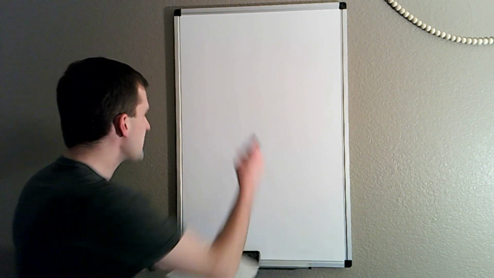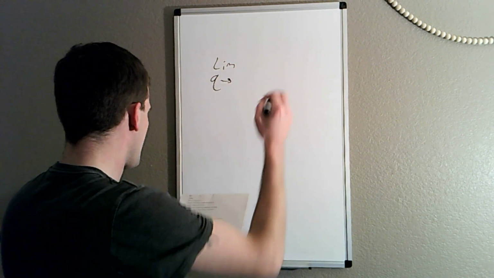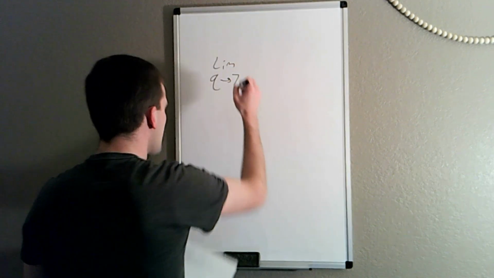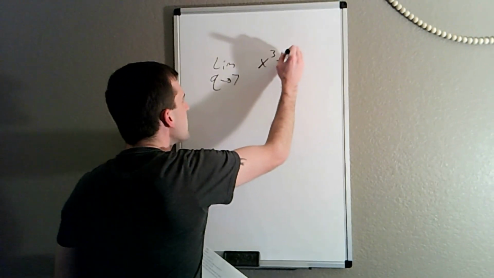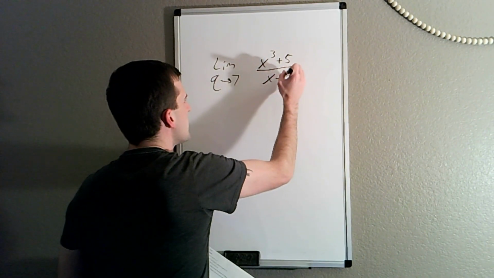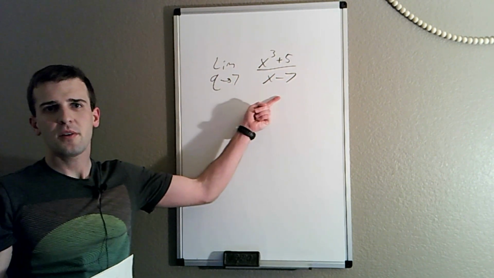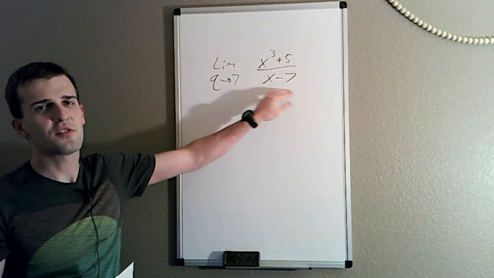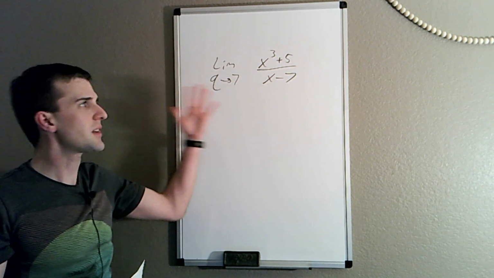So we'll do the limit as q, we've used x a lot, but it's not always going to be x, it could be another variable, so we'll use q this time, approaches 7, of x cubed plus 5 divided by x minus 7. In this case, if we try to plug in 7 for q into the equation, on the denominator we would get 7 minus 7, which is 0. And we'd have some number divided by 0, which is not allowed. So in this case, we cannot just plug in 7.